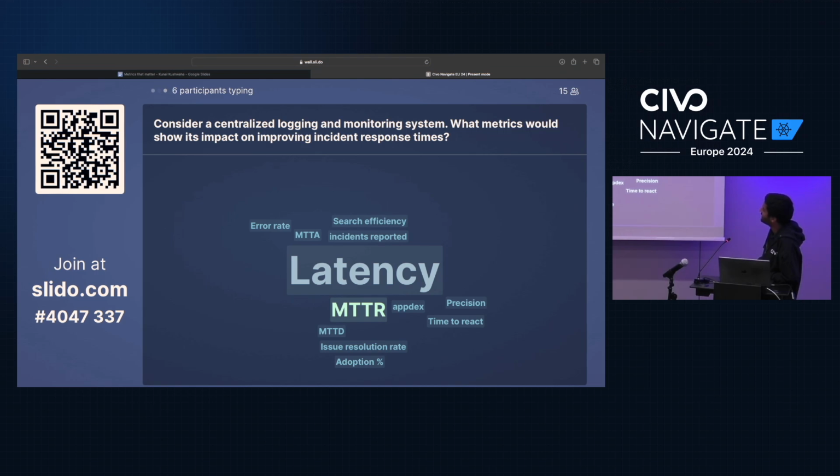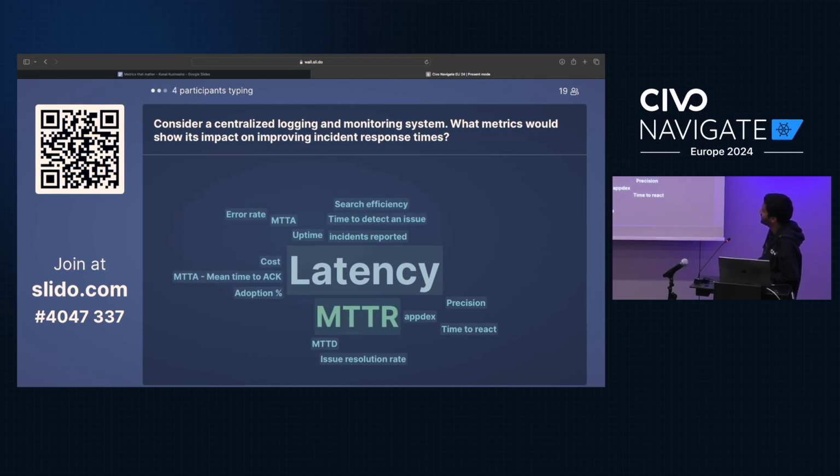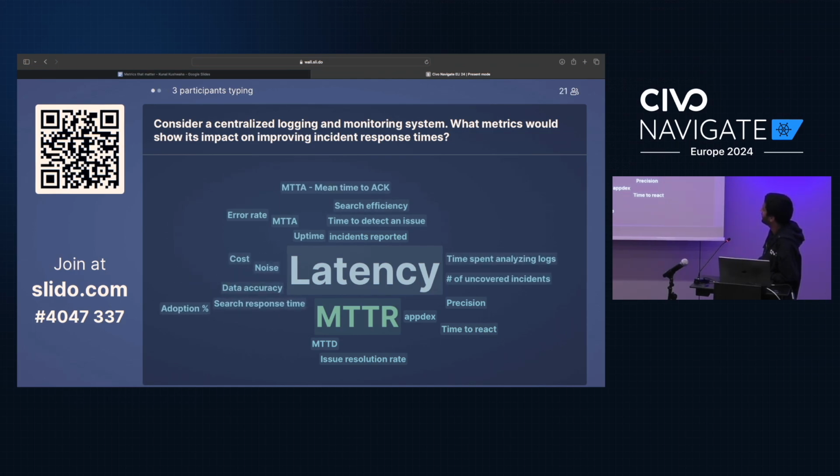Error rate, MTTA, precision, issue resolution rate, adoption percentage, cost, time spent analyzing logs, noise, search efficiency. Okay, interesting.